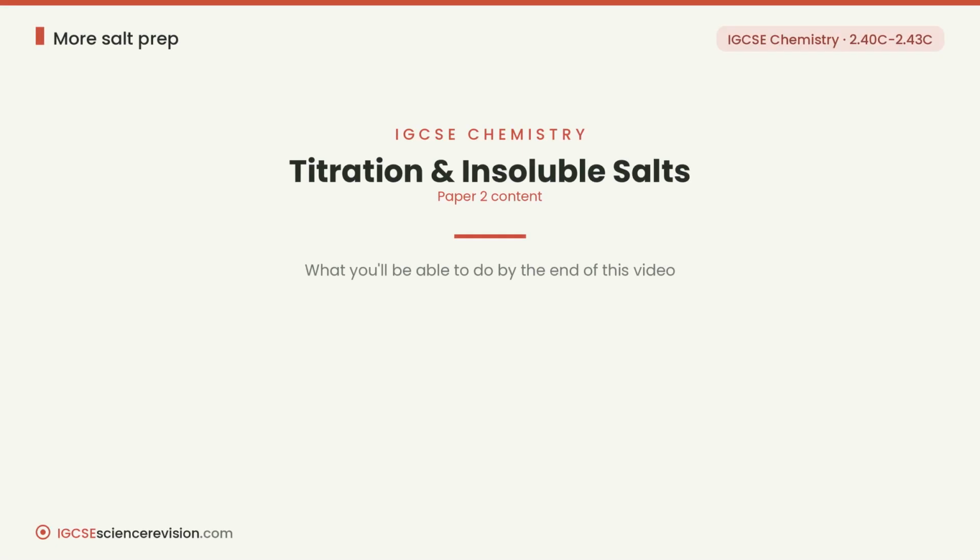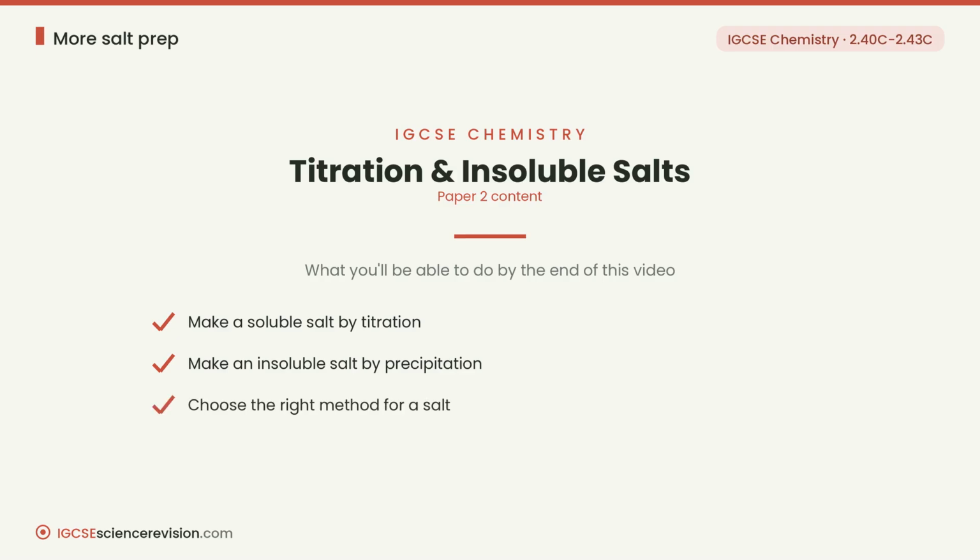In this video, we'll look at two more ways to make salts. This is paper 2 content for IGCSE Chemistry. By the end, you'll be able to do three things. First, make a soluble salt by titration. Second, make an insoluble salt by precipitation. And third, choose the right method for a given salt.